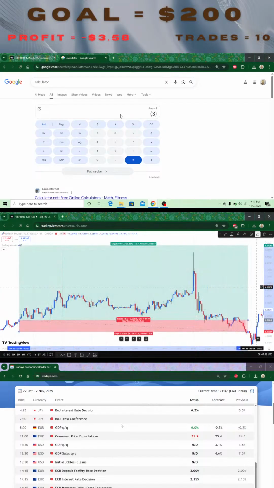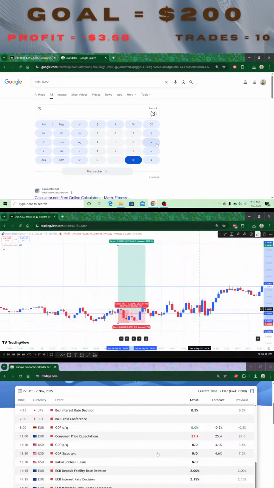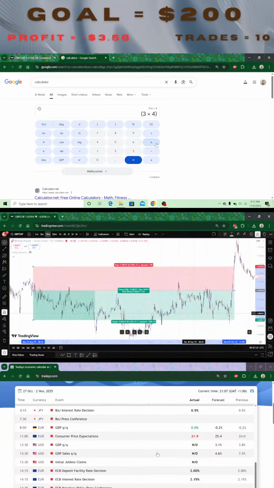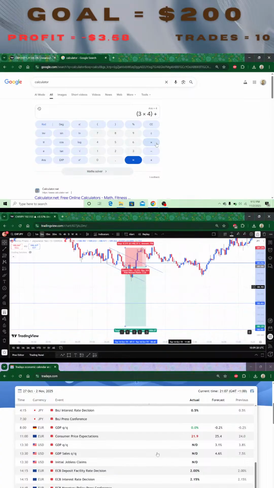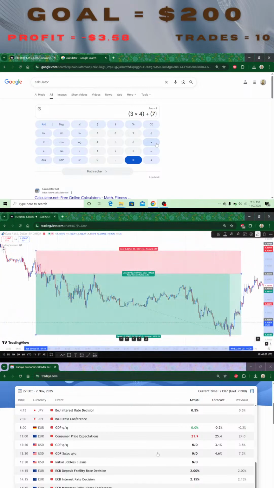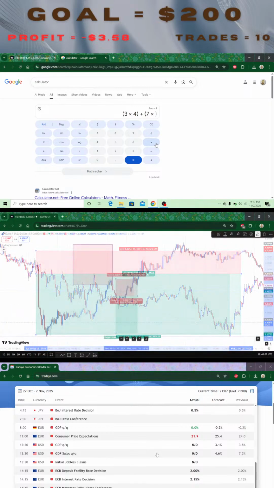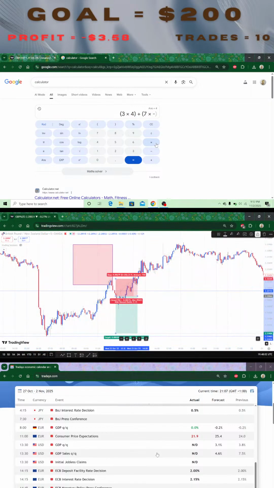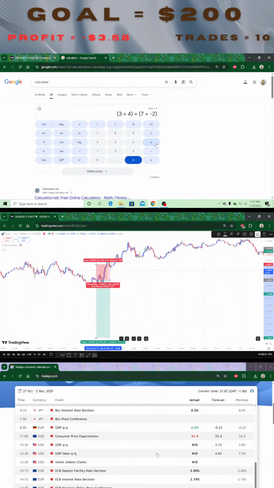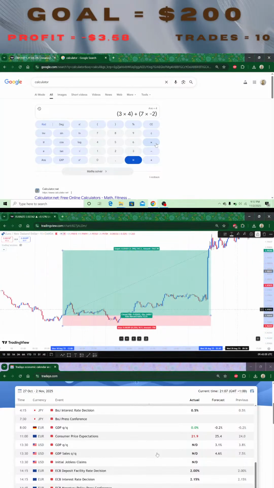So three times 4, close bracket, plus open bracket, 7 times negative 2. So the very first, it was a 30% win rate from day one.